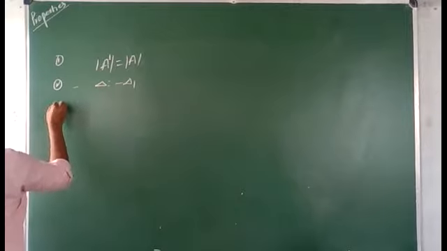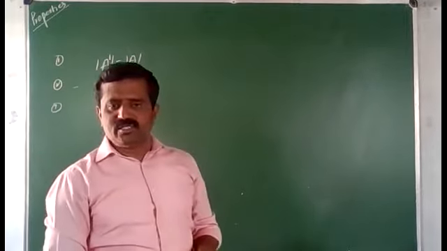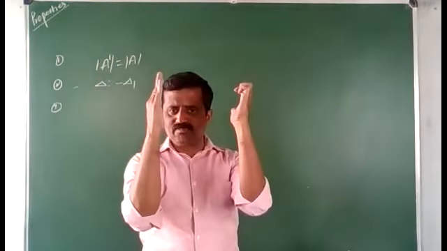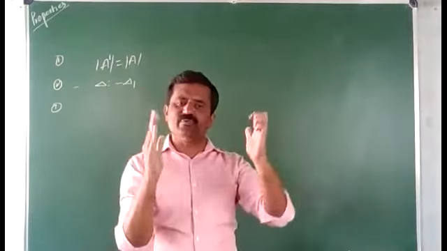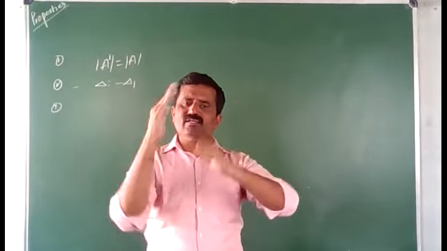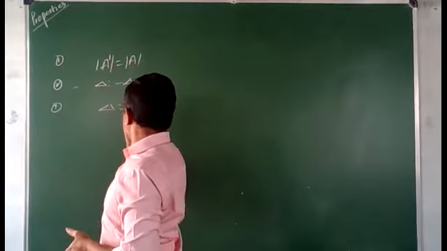Next, third one we have: if two rows or two columns are identical, that is the same, then the value of the determinant becomes 0. The value of the determinant becomes what?